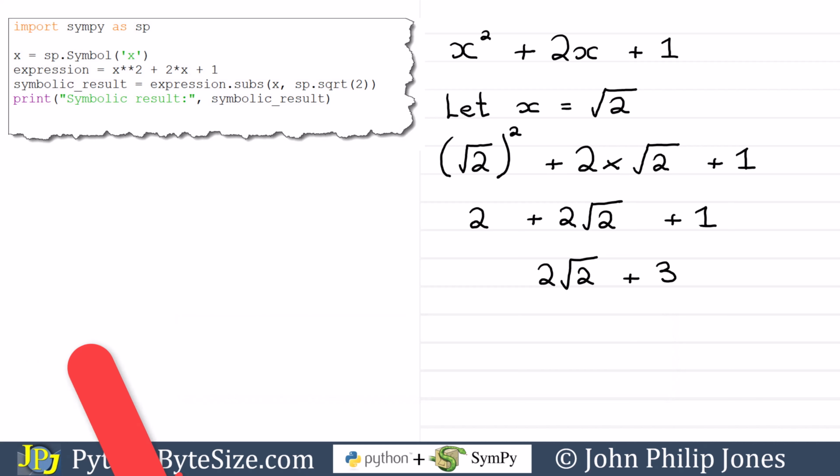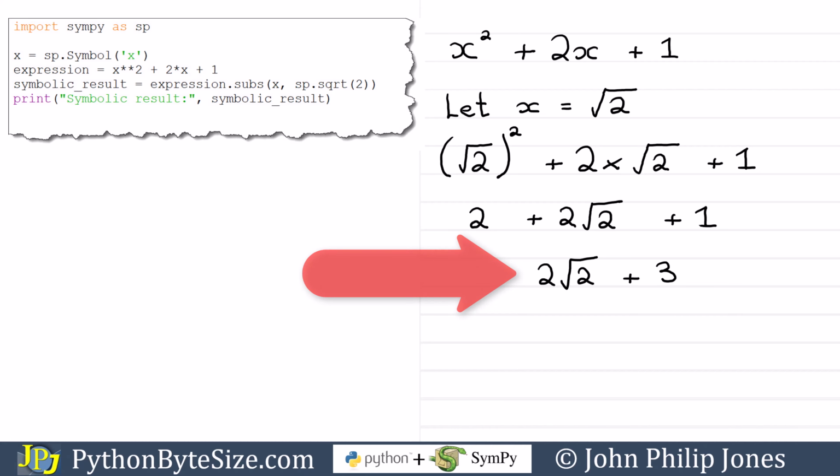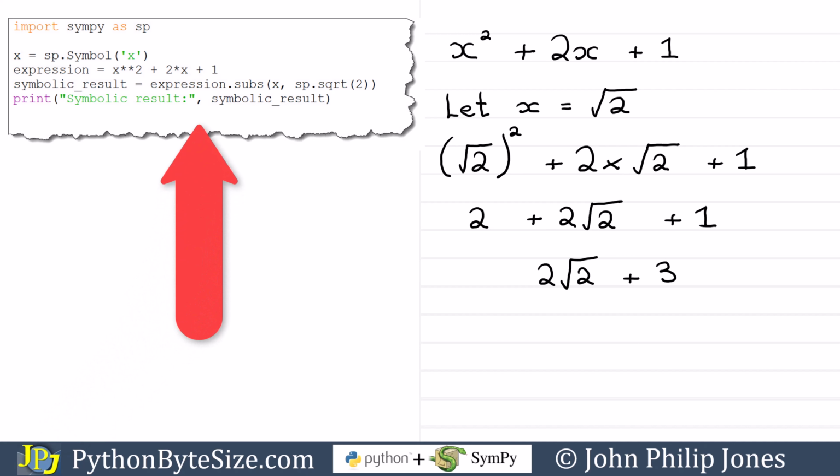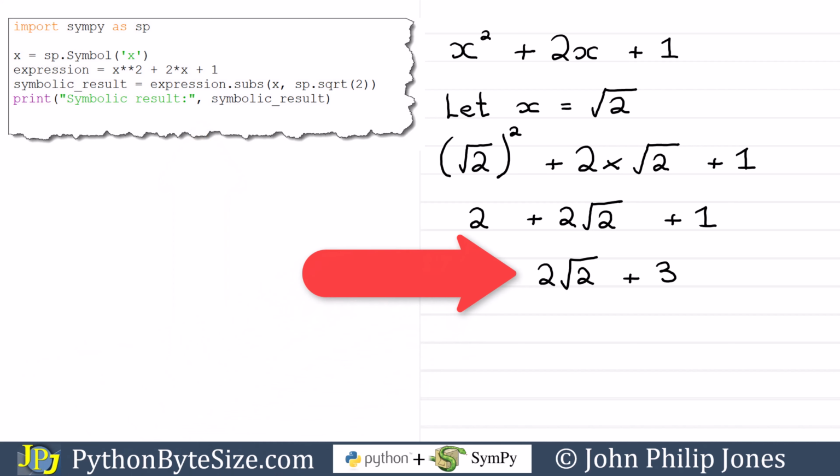SymPy has been designed to give you results like this, not to give you a numeric result. Of course, the numeric result of this is something you can get by typing into your calculator. And if you do, it'll be approximately 5.8284. And I could make arrangements to alter the program we're going to be looking at in this video to give us that numeric result. But I wish to show you how it gives you this result here. It leaves it in its symbolic form.